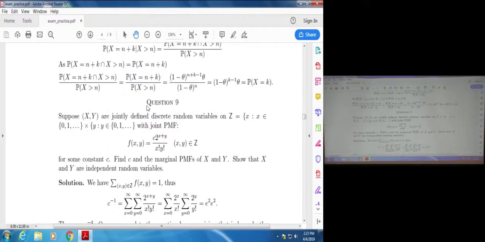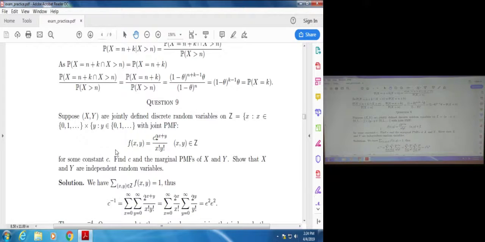Okay, right. So question 9. Question 9 says you have got a pair of random variables x and y. They're both discrete. So x is in the set 0, 1, 2, off to infinity. Y is in the set 0, 1, 2, off to infinity. And this is their joint probability mass function. So this basically means if x and y belong to this set, then this is the probability mass function for some constant c.